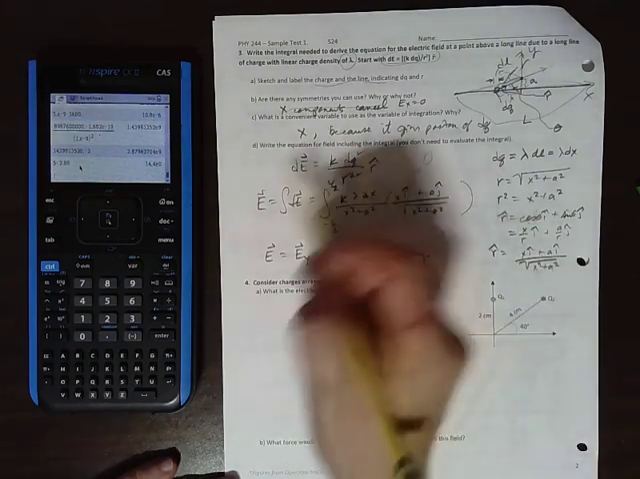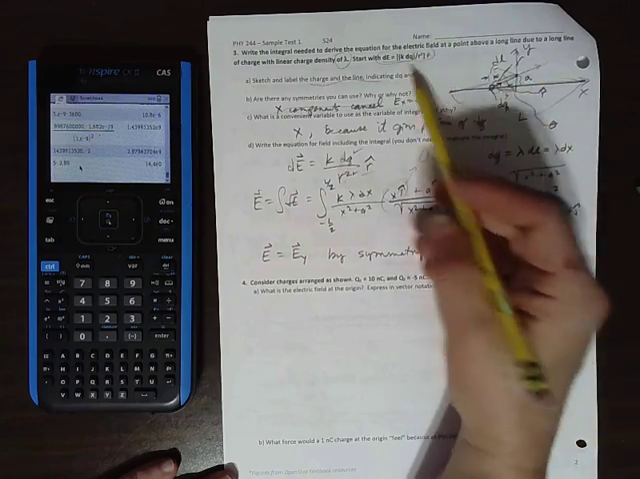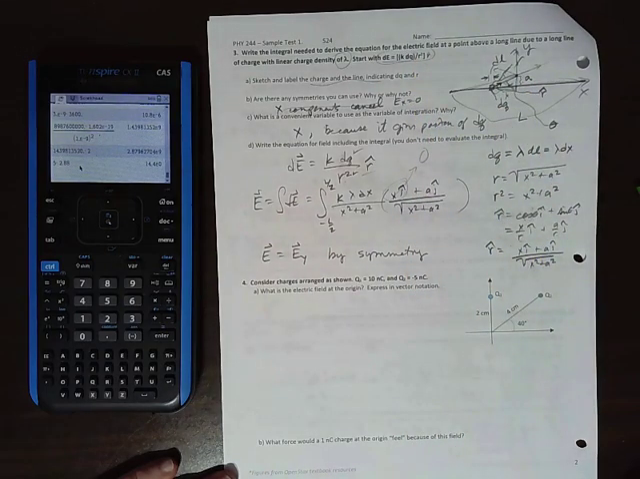Okay, so you need to understand why we need an integral, how to do the dE from the dq, and look at the geometry of the thing to figure out the components. All right, it said we didn't need to evaluate the integral, so we'll leave it at that.